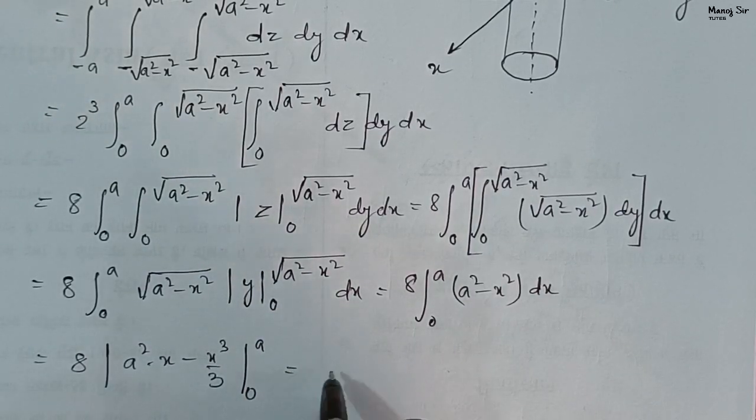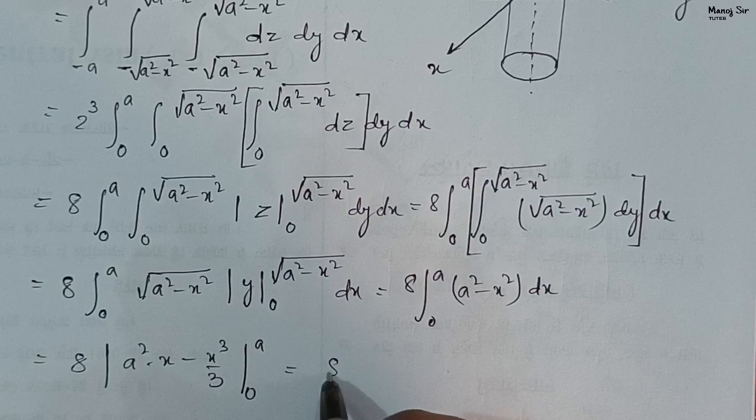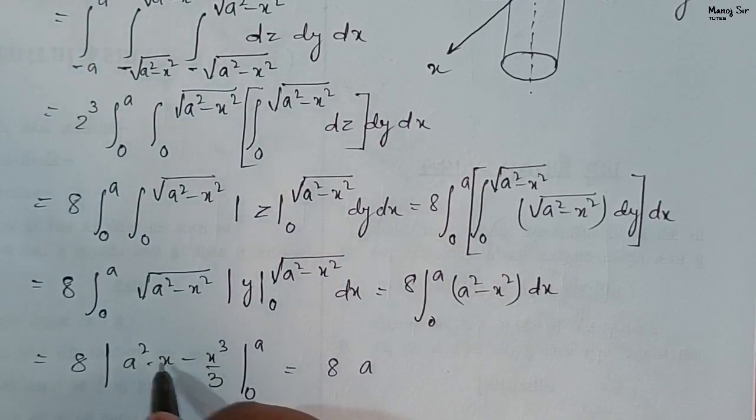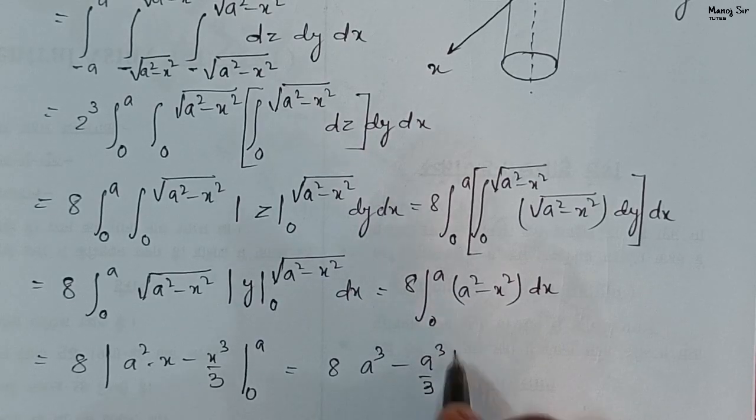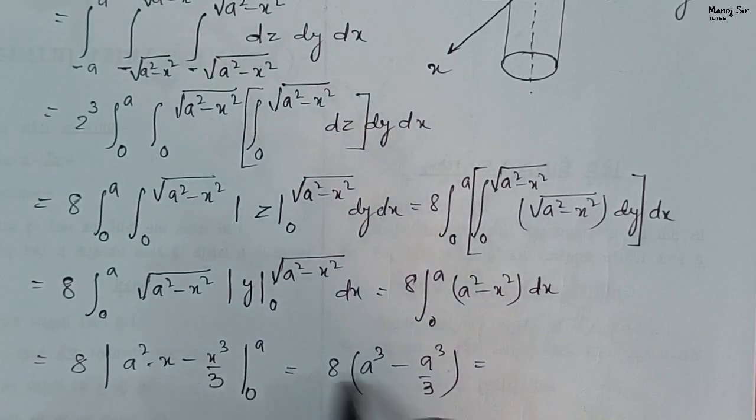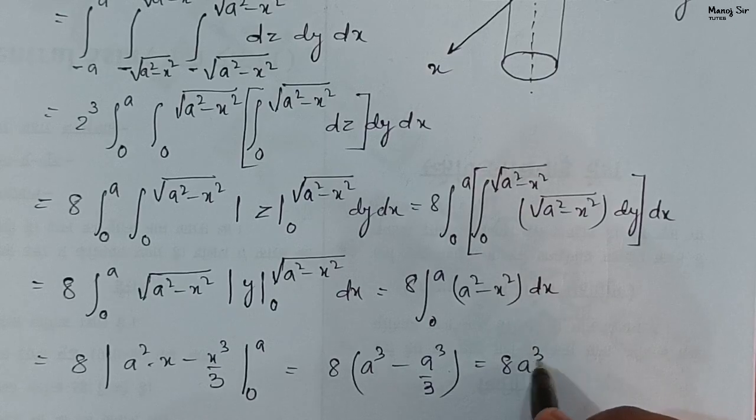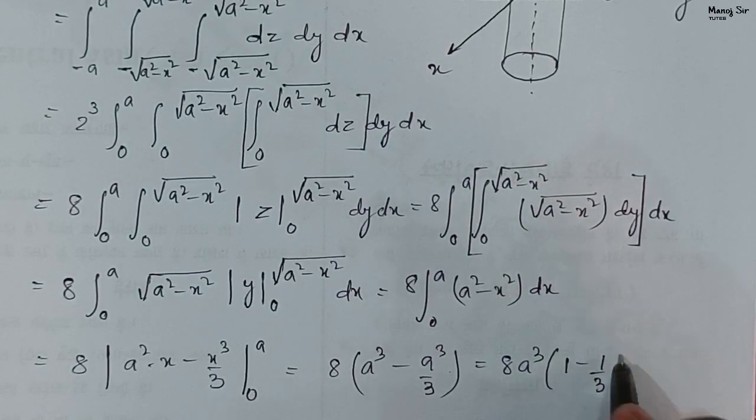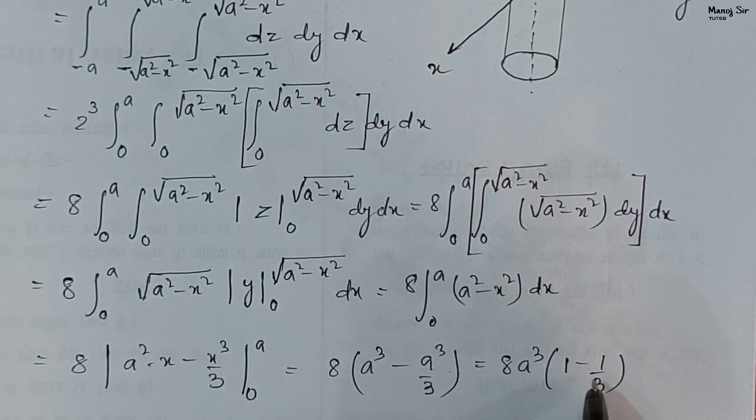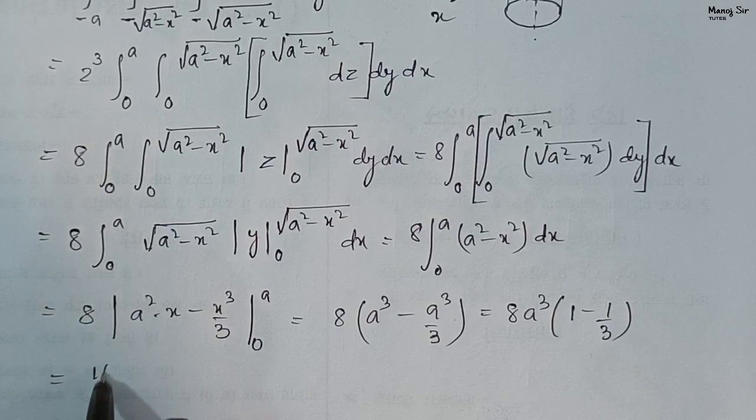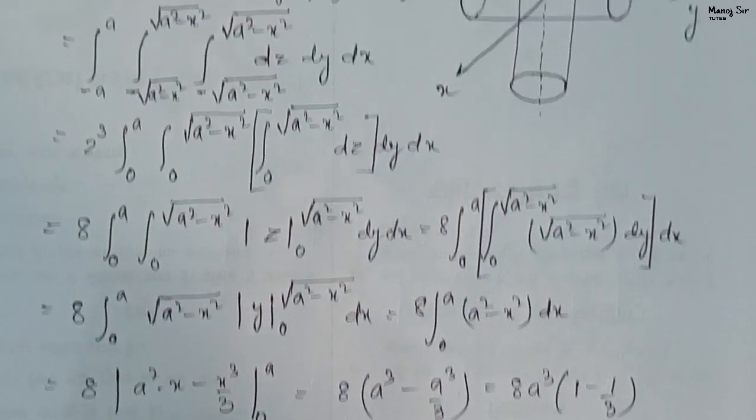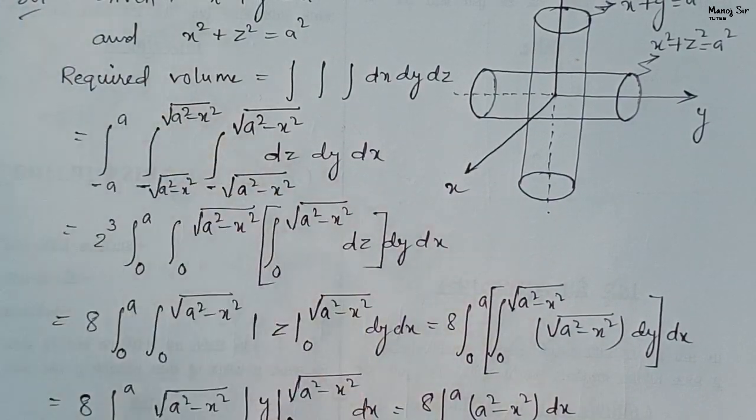Now, on putting limits, you will get 8 times a cube minus a cube upon 3. So we can take a cube common. So 8a cube, 1 minus 1 upon 3. So this is going to be 2 upon 3. So 2 into 8, that is 16 upon 3 a cube. So we can rewrite this as 16 a cube upon 3. And we are finding the volume. Okay, we are finding required volume.